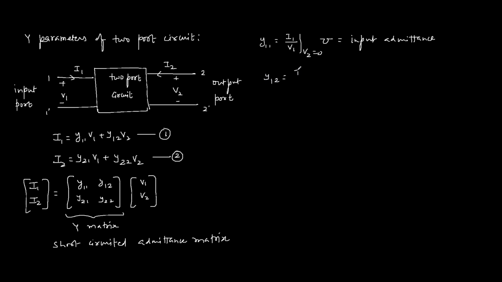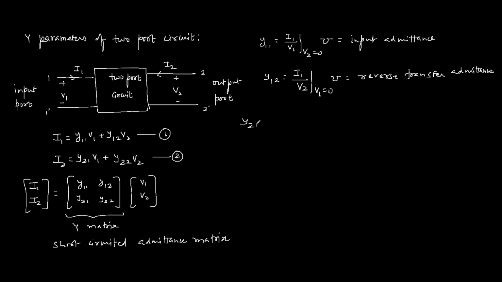Then Y12 is I1 over V2 when V1 is 0. It is called reverse transfer admittance because it is the ratio of current of input port to voltage of output port when input port is short circuited. Here admittance is transferring from output port to input port. Hence it is called reverse transfer admittance.